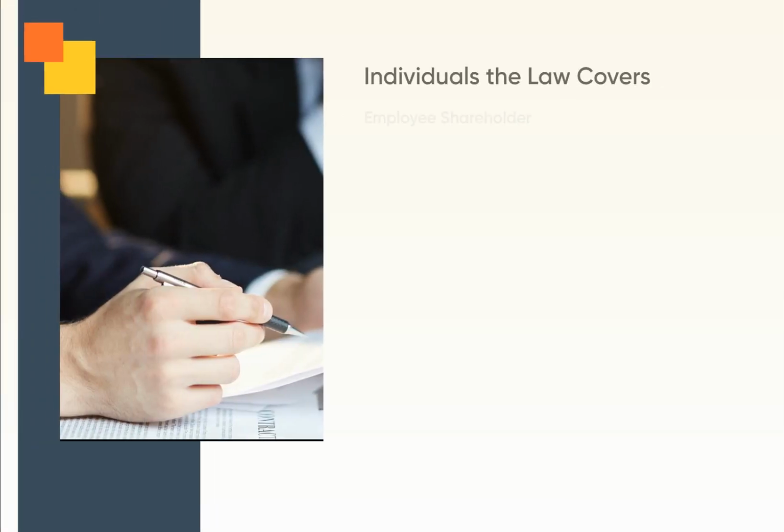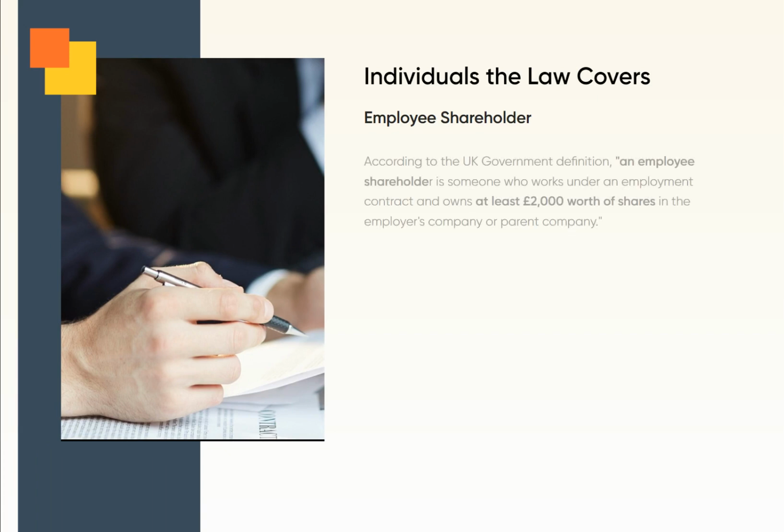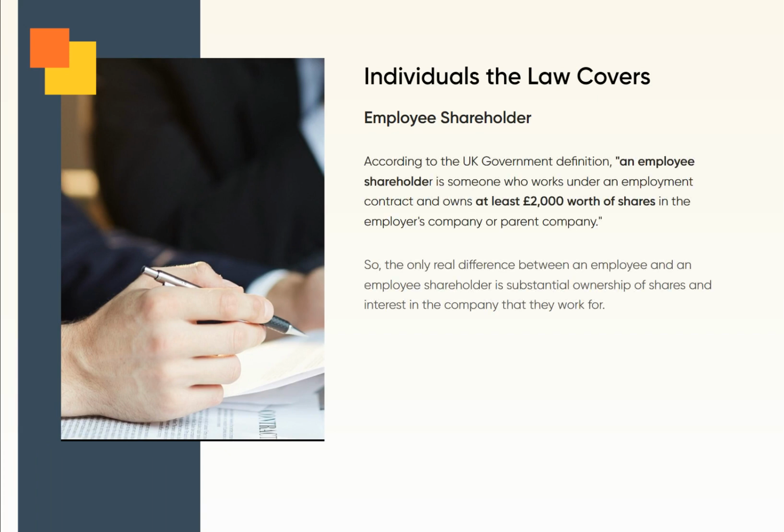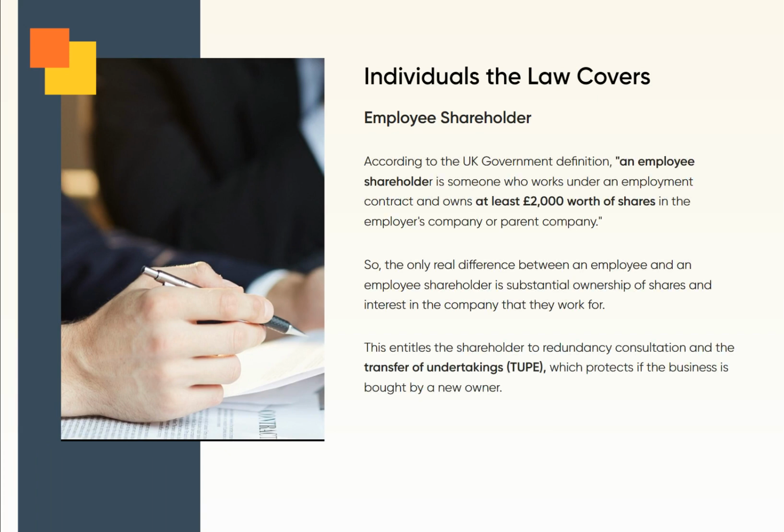Employee shareholder. According to the UK government definition, an employee shareholder is someone who works under an employment contract and owns at least £2,000 worth of shares in the employer's company or parent company. So, the only real difference between an employee and an employee shareholder is substantial ownership of shares and interest in the company that they work for.